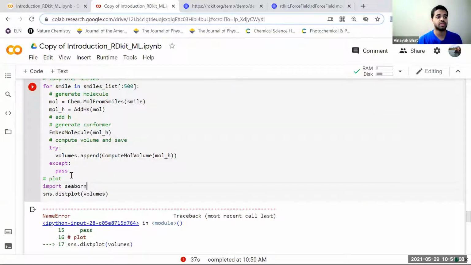So all these packages are already installed. That's one nice thing about using this. You can say import this and then plot this. So let me see if that works.